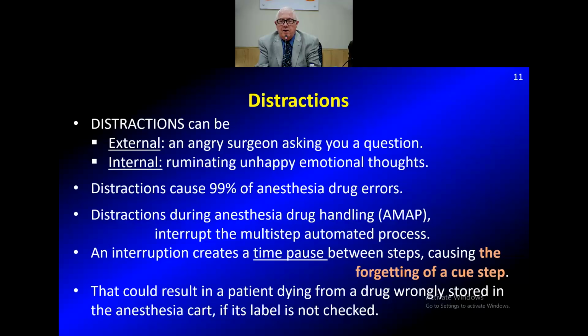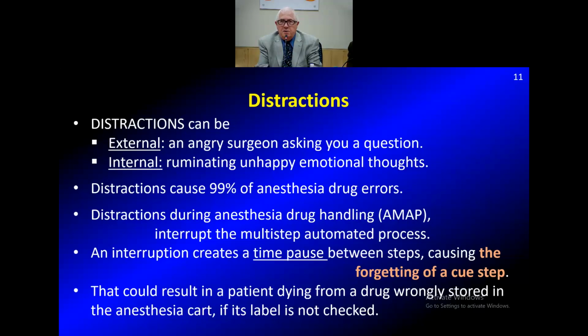Now I want to talk about distractions. They can be external, like an angry surgeon saying to you, "Why haven't you given the antibiotics yet?" Or it can be internal. You're heartbroken, you're feeling depressed, you're angry, and you have these thoughts that keep flooding your mind. They're called ruminating, unhappy, emotional thoughts. Distractions cause 99% of anesthesia drug errors.